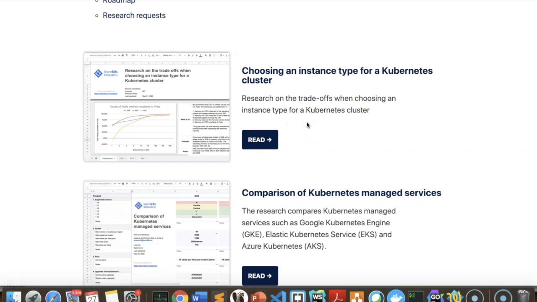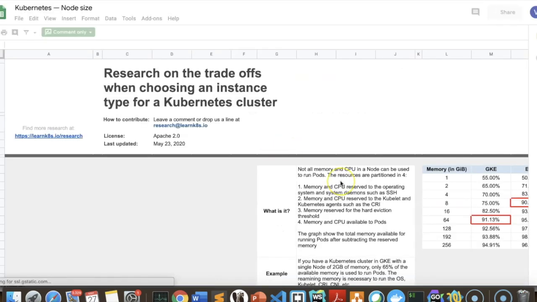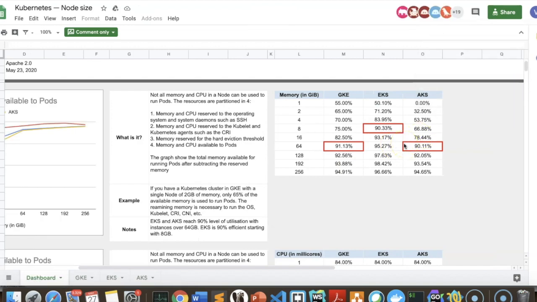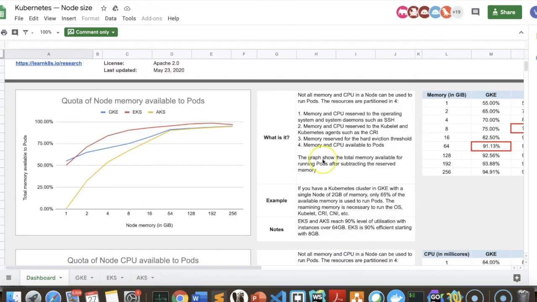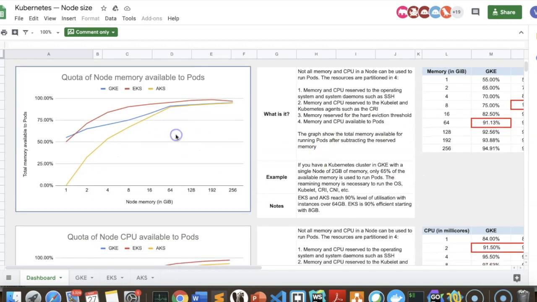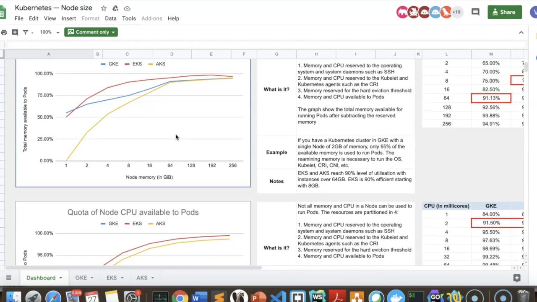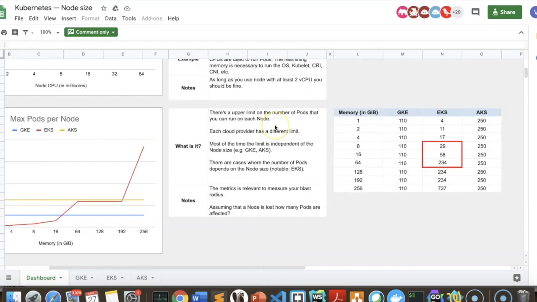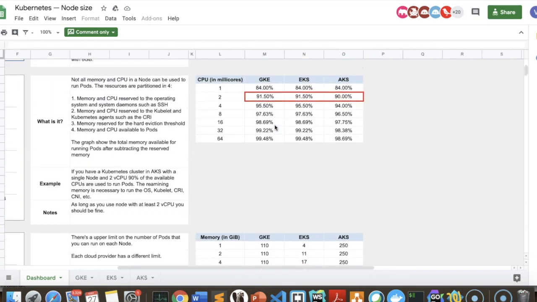So this research they have done is on the trade-offs when choosing an instance type for a Kubernetes cluster. So basically, comparing how memory is utilized by each of these top three cloud providers. So let's go through each one of them. In the dashboard, you can see quota of node memory available to pod, quota of node CPU available to pod, max pods per node. So they have done comparison of all these three.